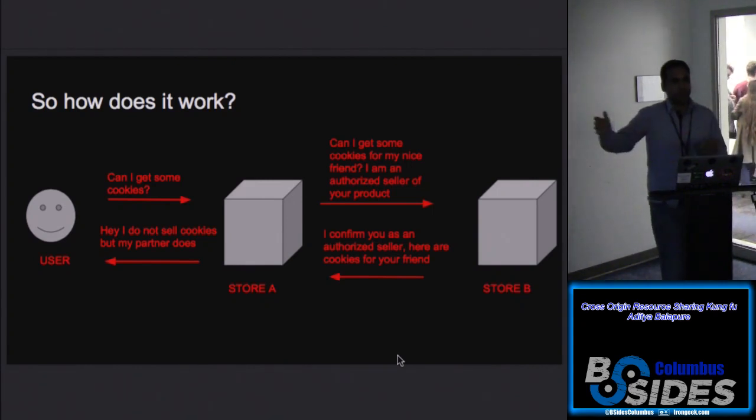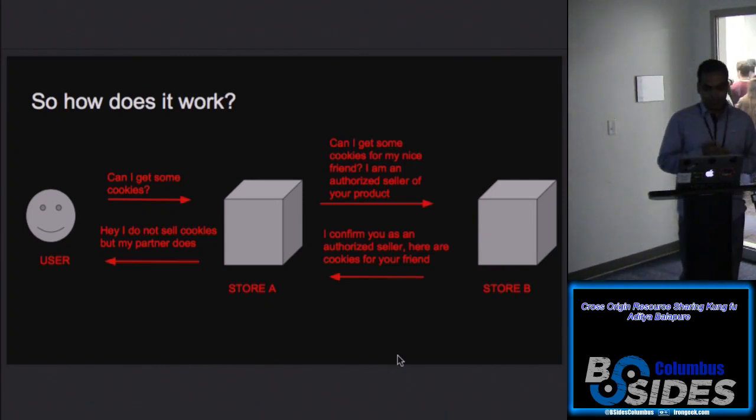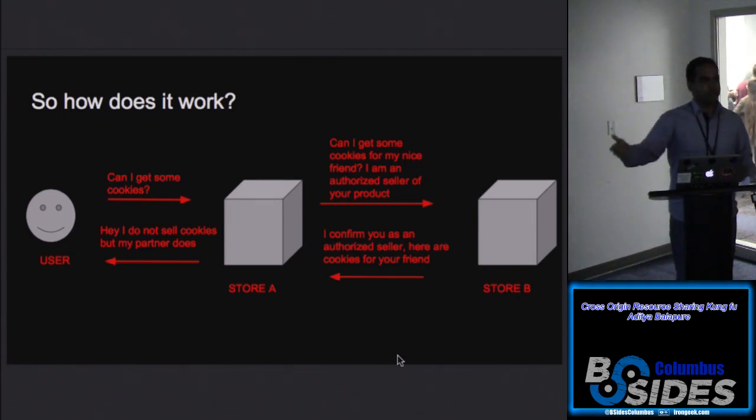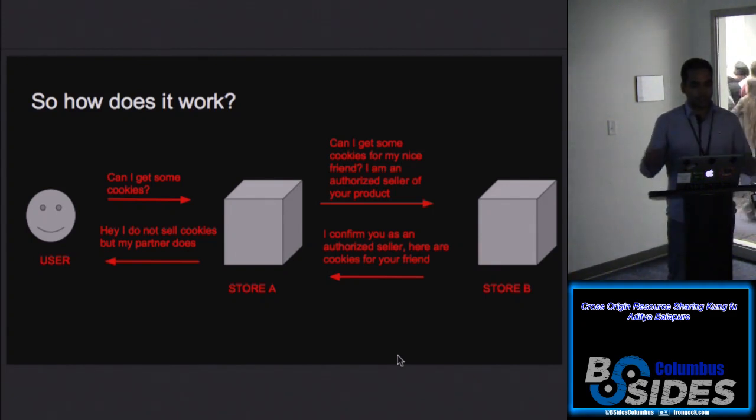Again, think of Store A and Store B as different origins, where the user came to Store A, but the request is ultimately being fulfilled by Store B in the form of chocolate cookies. It's a pretty simple example, and we're going to dive into deeper technical examples here.